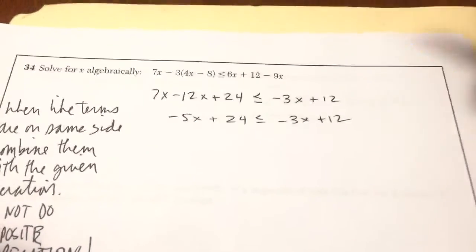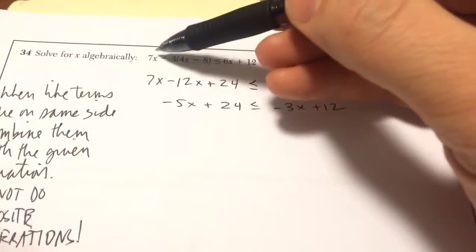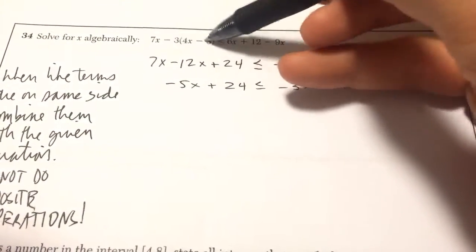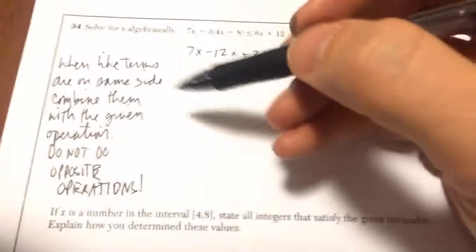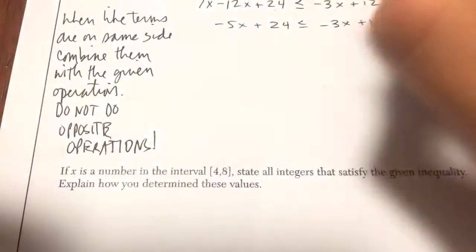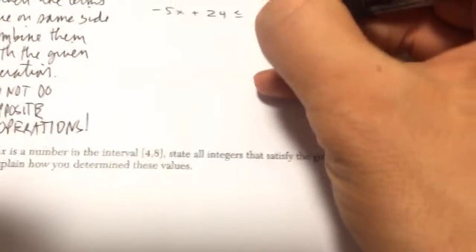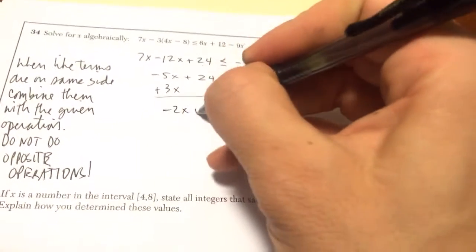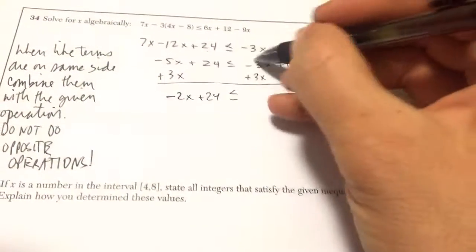Solve for x algebraically. So what I do here is I simplify by distributing. I get negative 12x plus 24. Now remember, when like terms are on the same side, combine them with the given operation. Do not do opposite operations. So I'm going to continue on here. Plus 3x. I get negative 2x plus 24 is less than or equal to 12.